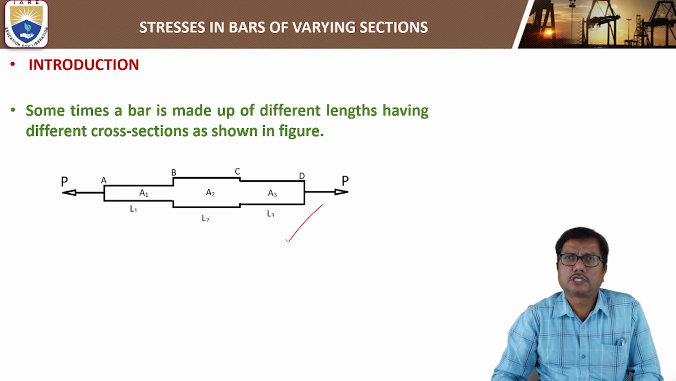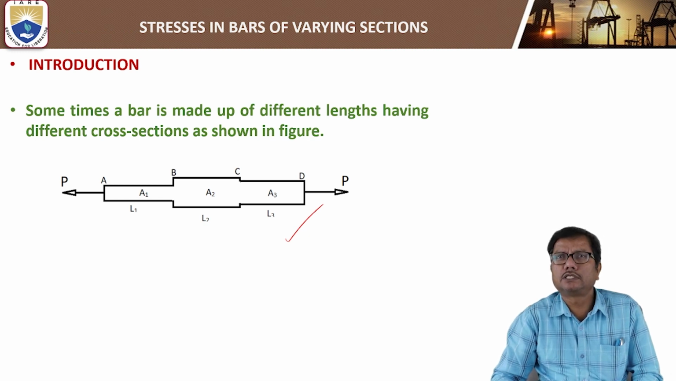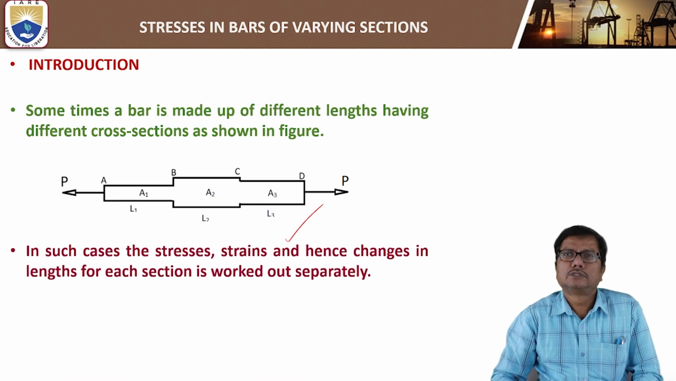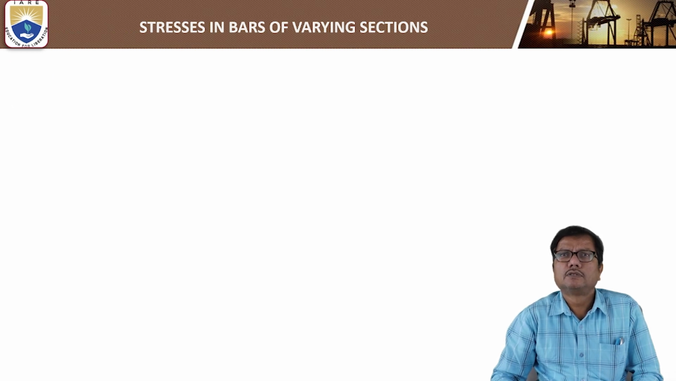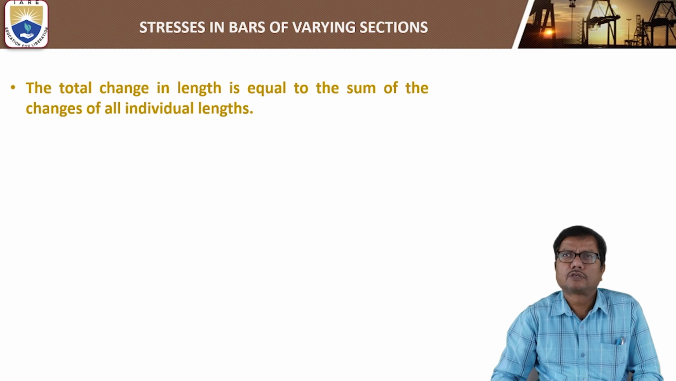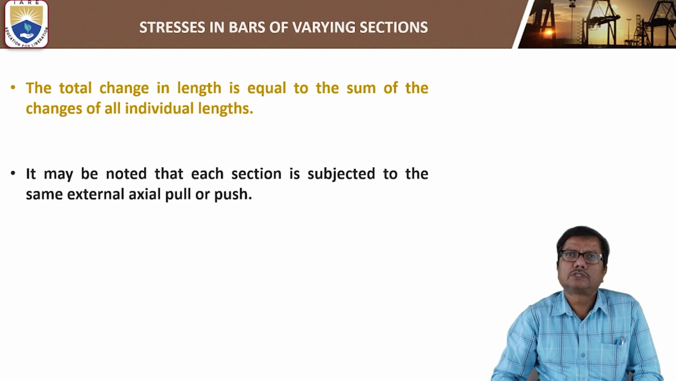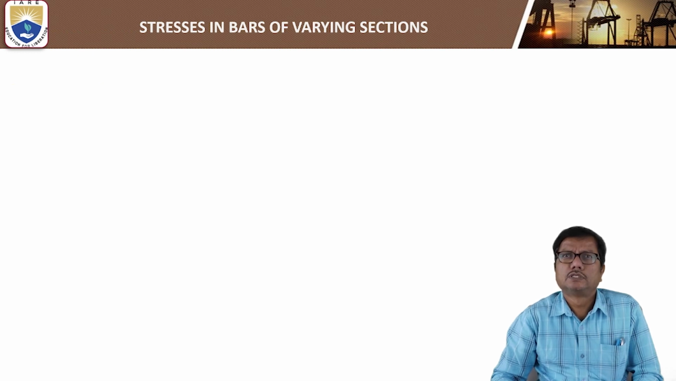It has three portions: AB, BC and CD. AB with area A1, length L1, BC with area A2, length L2, and CD with area A3 and length L3. Let us see. To find the total change in length, which will be equal to the sum of the changes of all individual lengths.